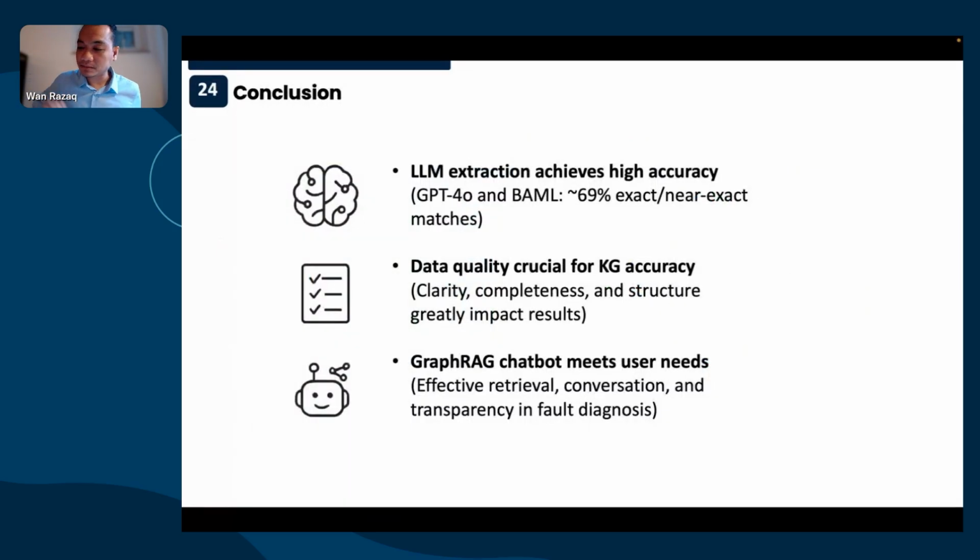Okay, the conclusion. So yeah, LLM extraction achieves high accuracy, almost 70%, and data quality is really crucial for KG accuracy, because the remaining 30% comes from issues that require clarity, completeness, and structure. And the final conclusion is that the GraphRAG chatbot meets users' needs when it comes to functional and also non-functional requirements. It effectively retrieves relevant knowledge and provides conversation and also transparency in fault diagnosis.